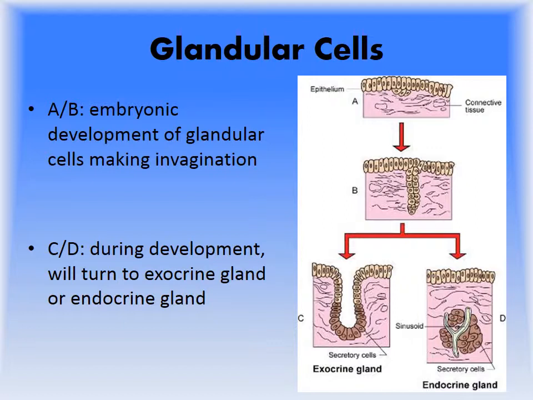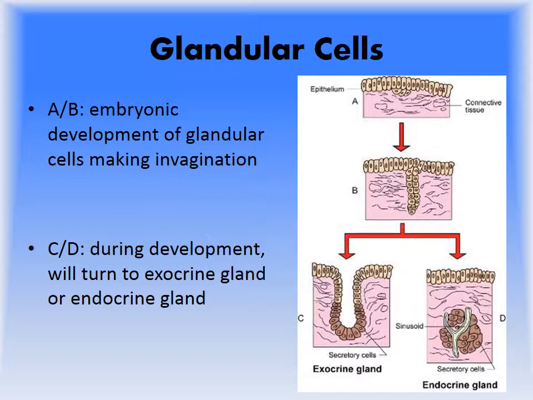If you take a look at this, it's exactly what we were just talking about on the other slide. A and B, these 2 pictures here, are showing you embryonic development of a glandular cell making an invagination. So this is the connective tissue underneath. Remember, we told you that underneath epithelial tissue, which is usually on the surface of something, right underneath it is connective tissue. So you can see the connective tissue here, but on top of that, we have these glandular epithelial cells. And during embryonic development, you'll actually start seeing these cells invaginate. And this is what I mean by invaginate down here. They'll creep down into this invagination.